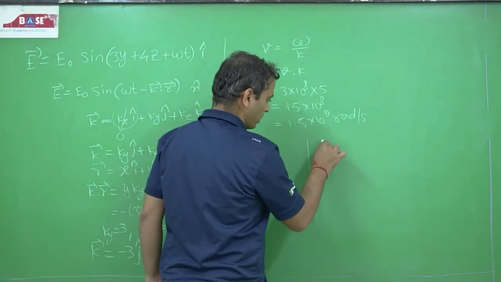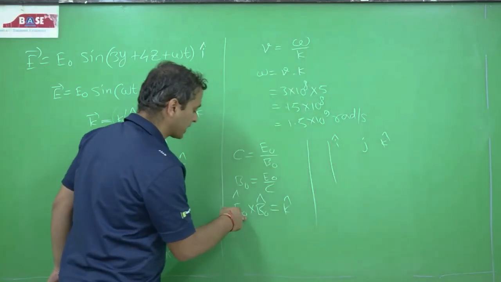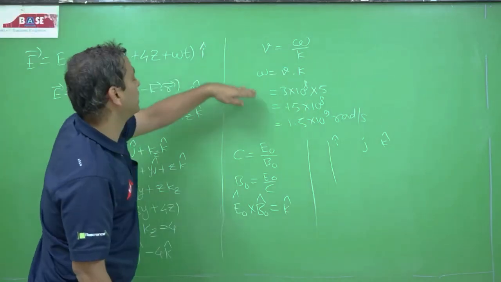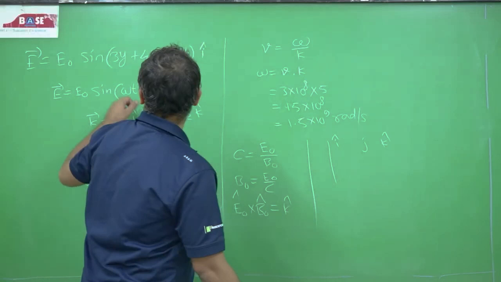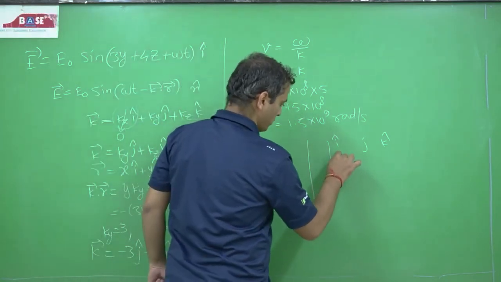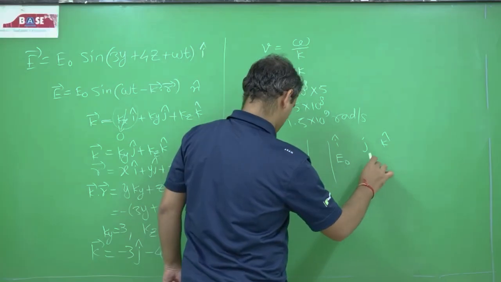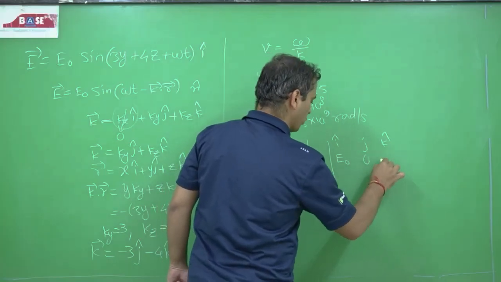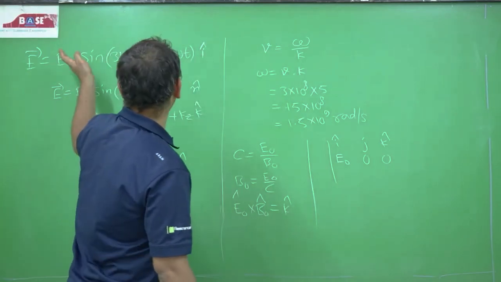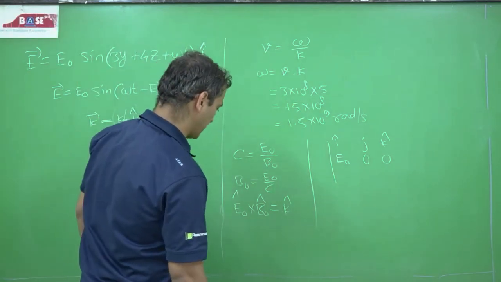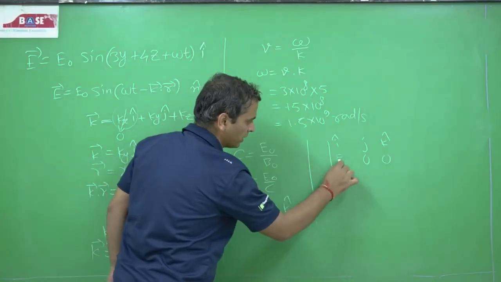So I could write the cross product first. i cap, j cap, k cap, then E naught cap. The electric field is only along the x-axis. We could write E naught, then y component 0, z component 0 for the electric field vector, right? So along the x-axis, the amplitude is E naught. We want to get a unit vector only in that direction, so we'll treat it as 1.